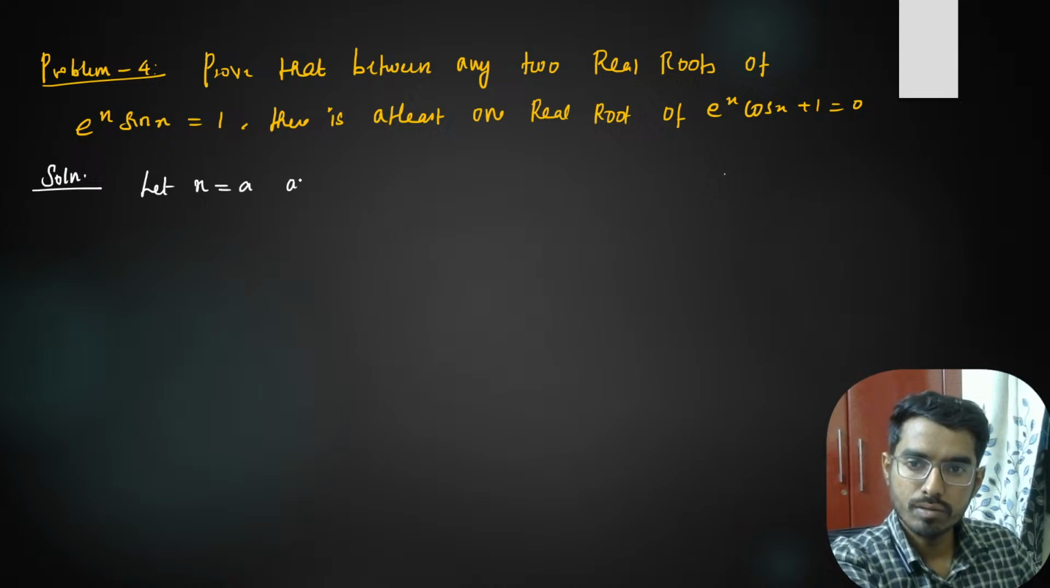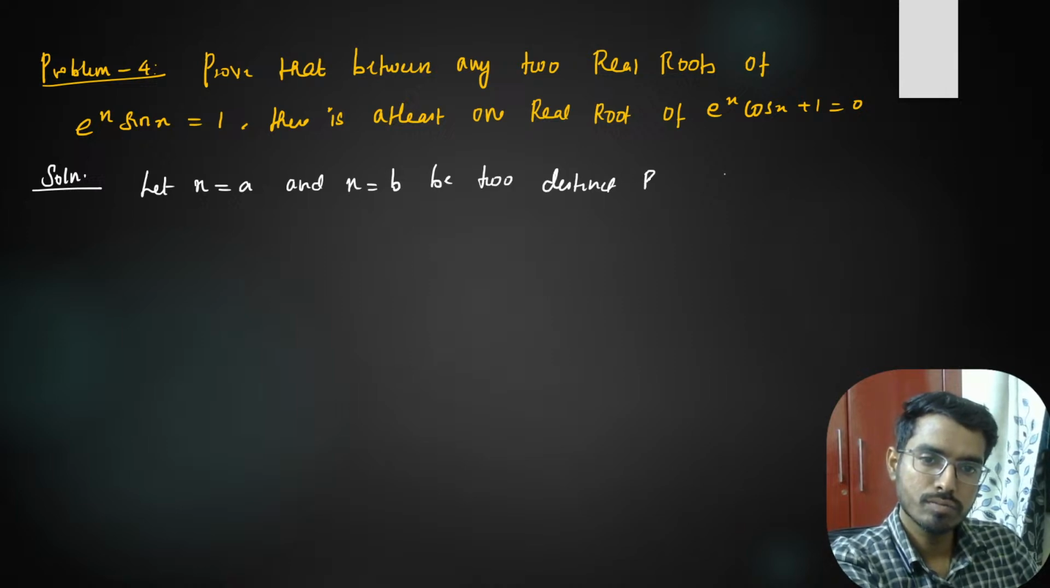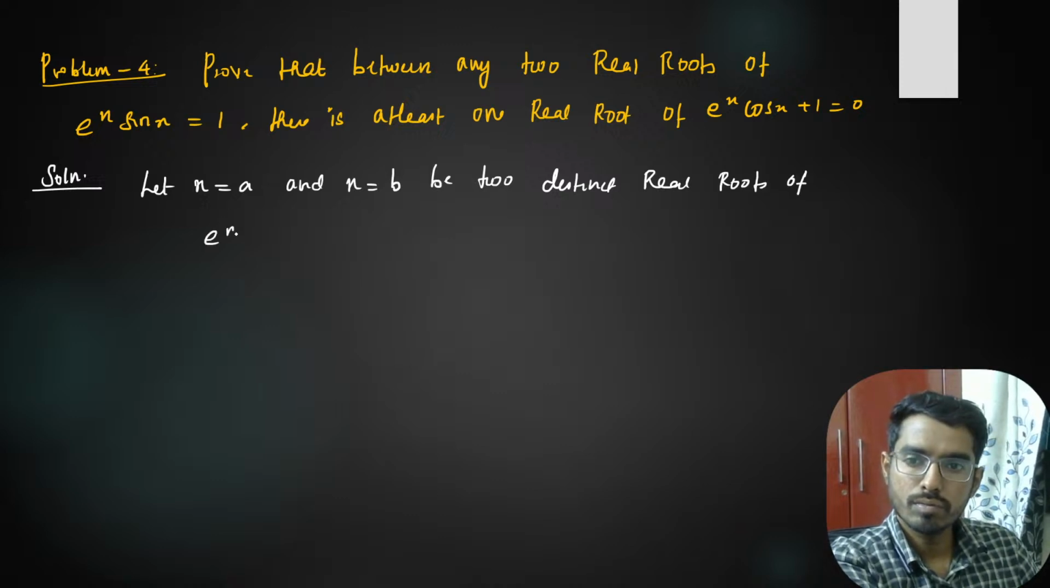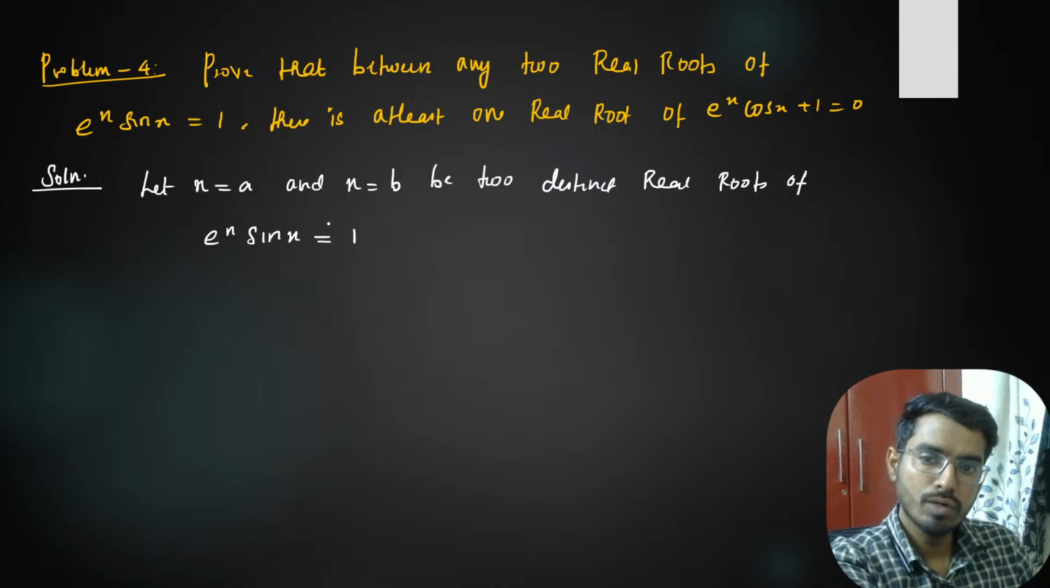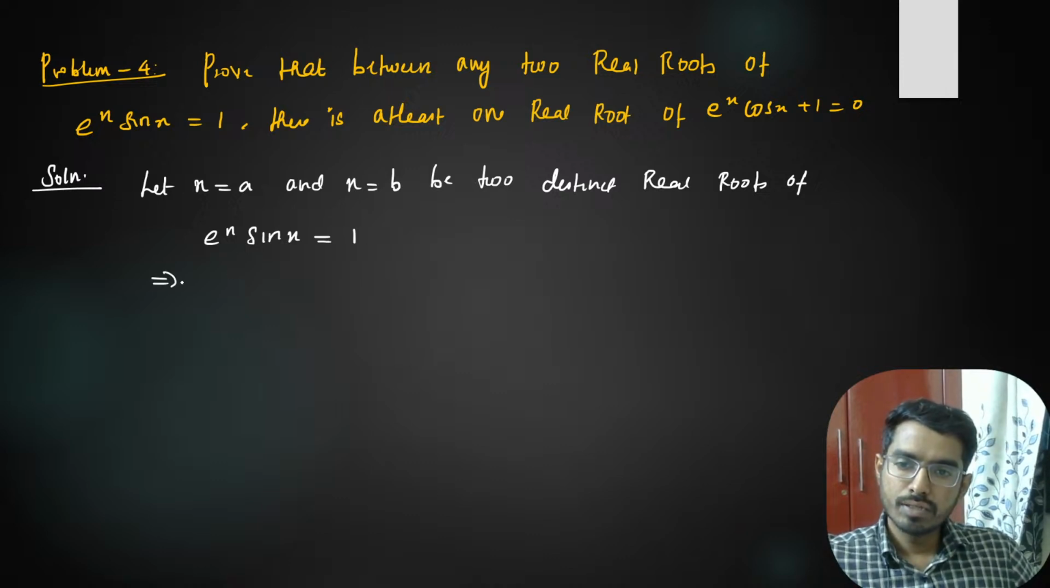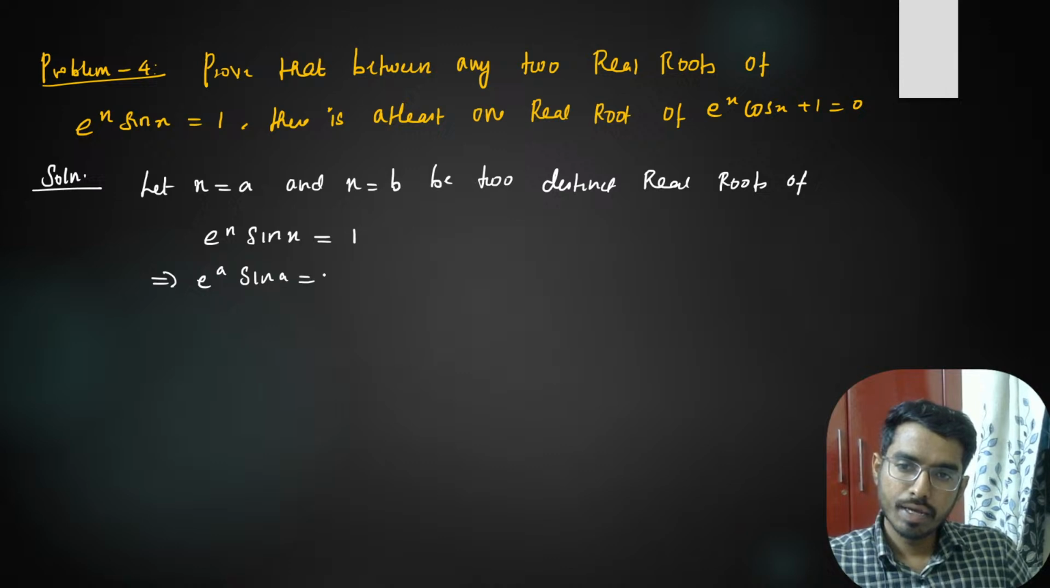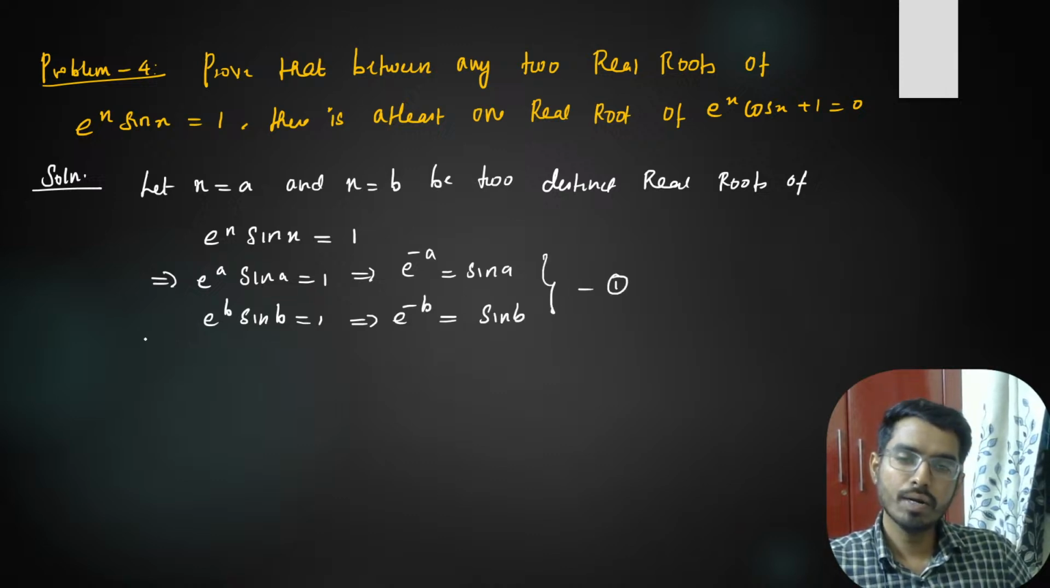Let x equal to a and x equal to b be two distinct real roots of e power sin x equal to 1. So that means e power a sin a is equal to 1 and e power b sin b is equal to 1. So we have e power minus a is sin a and we have e power minus b is sin b. Call this equation number 1.